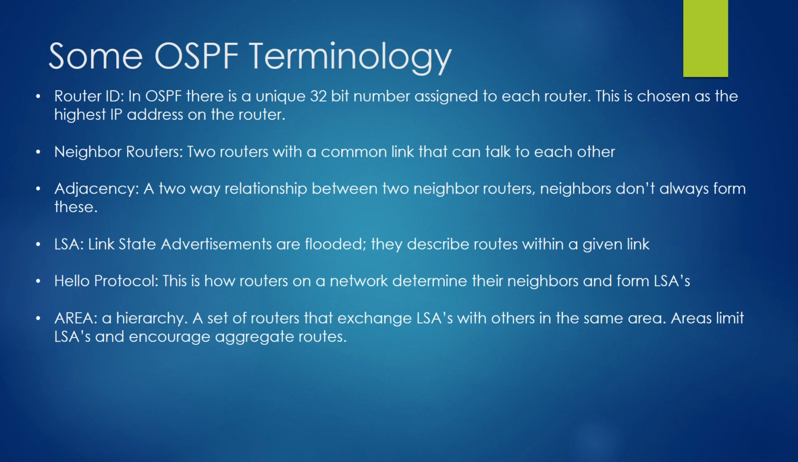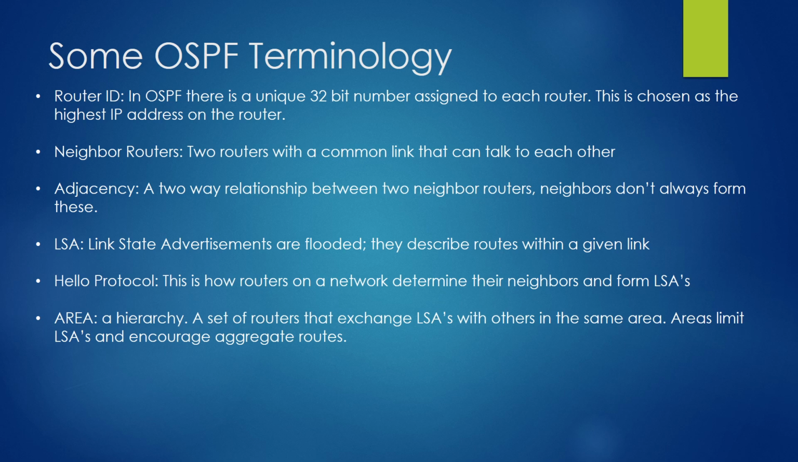Some OSPF terminology. Router ID. In OSPF, there is a unique 32-bit number assigned to each router. This is chosen as the highest IP address on the router. Neighbor routers. Two routers with a common link that can talk to each other. Adjacency. A two-way relationship between two neighbor routers.